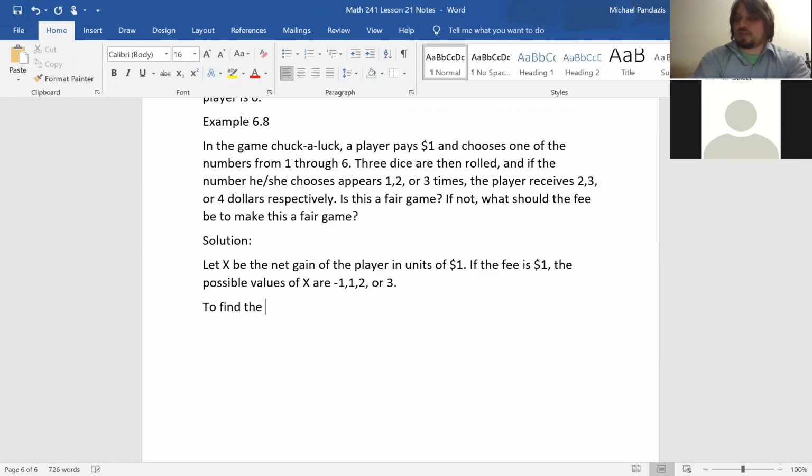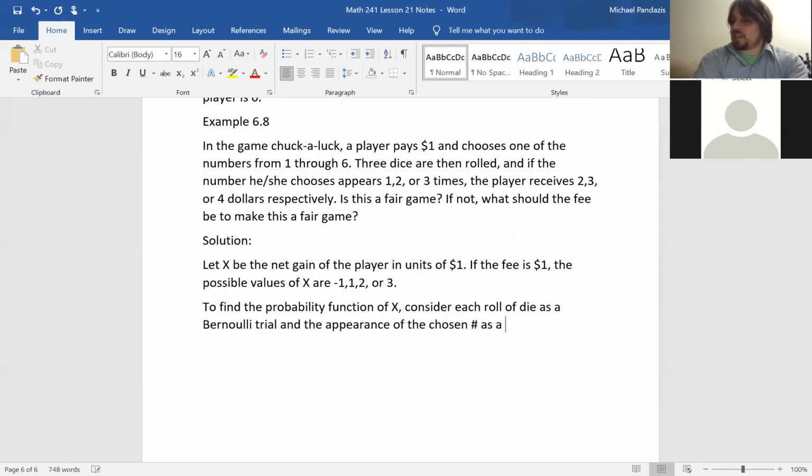So to find the probability function of capital X, consider each roll of the die as a Bernoulli trial, and the appearance of the chosen number as a success in that trial. The probability of success is 1/6, and the probabilities of capital X are the following.